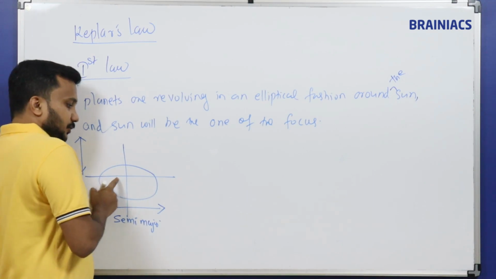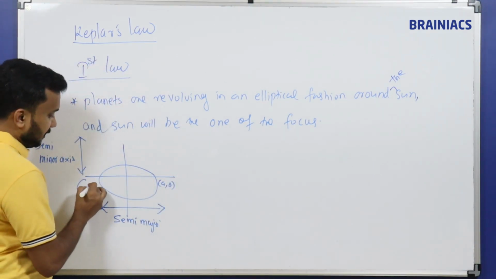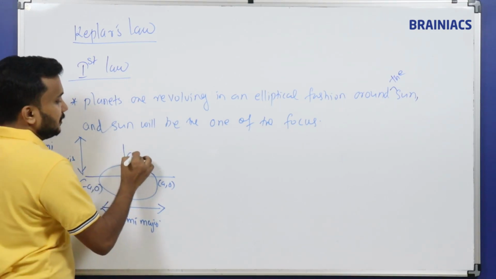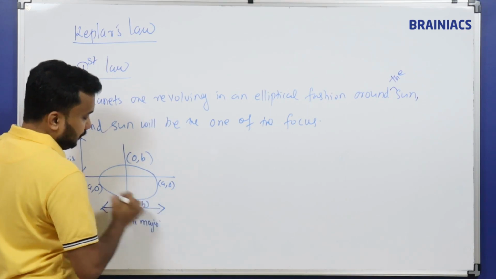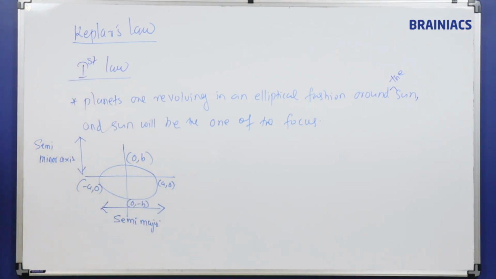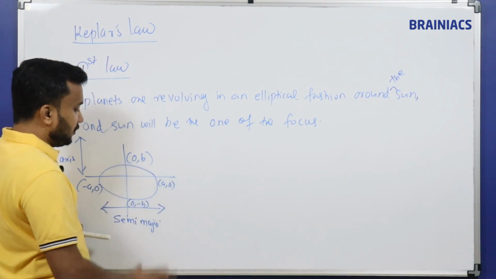This is the origin (0, 0), and this coordinate will be (a, 0). And this coordinate is (-a, 0). This is (0, b), and this is (0, -b). Okay, so this is an ellipse structure, with (a, 0), (-a, 0), (0, b), (0, -b).